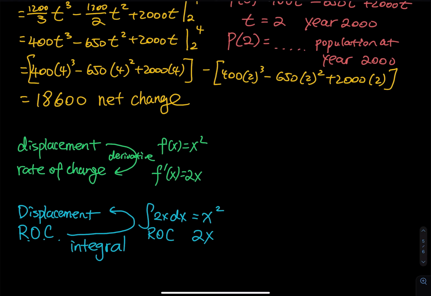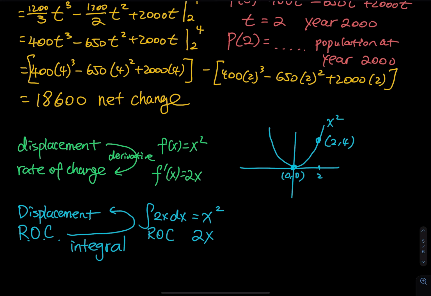All right, so how about the net change? Let me give you a graph of x squared. The x squared is a parabola, right? When x is equal to 0, y is equal to 0. And when x is equal to 2, y is equal to 4, because 2 squared is equal to 4. Now, from x equals 0 to x equals 2, what's the net change?